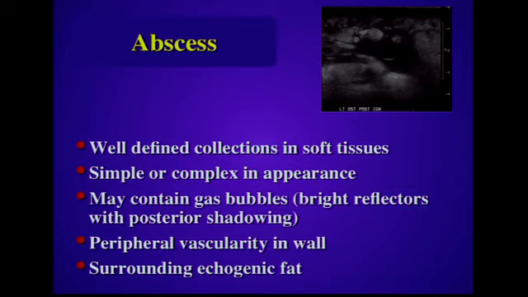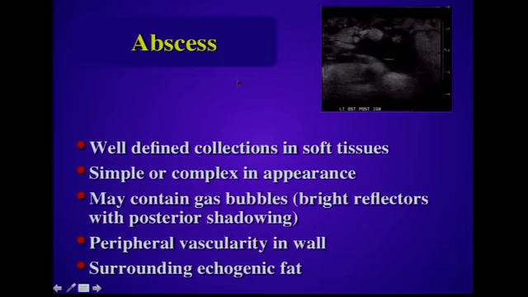And we can make the diagnosis by finding a well-defined collection in the soft tissues, as we have in this particular case. The collection may be simple or complex in appearance and may contain gas bubbles. And we recognize the gas bubbles as very bright reflectors, which may produce comet tail or ring down artifacts with posterior shadowing.